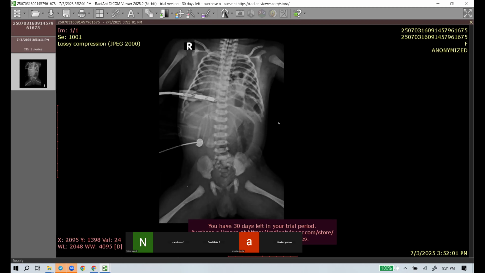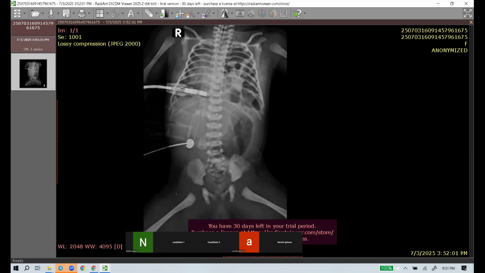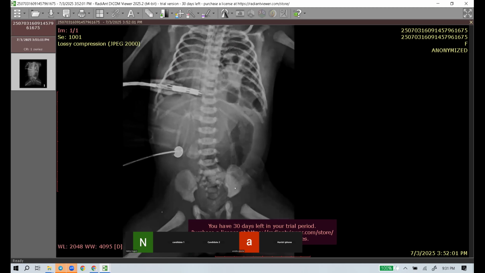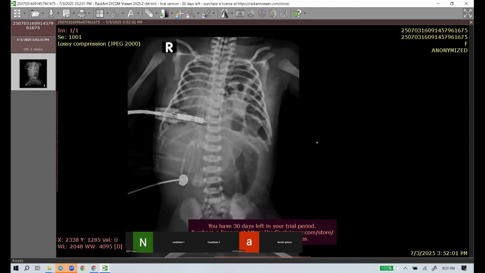Okay. Do you want to comment anything on this radiograph? Anything else which you have not already commented? So the lines and tubes. Go on. Yes, the endotracheal tube.